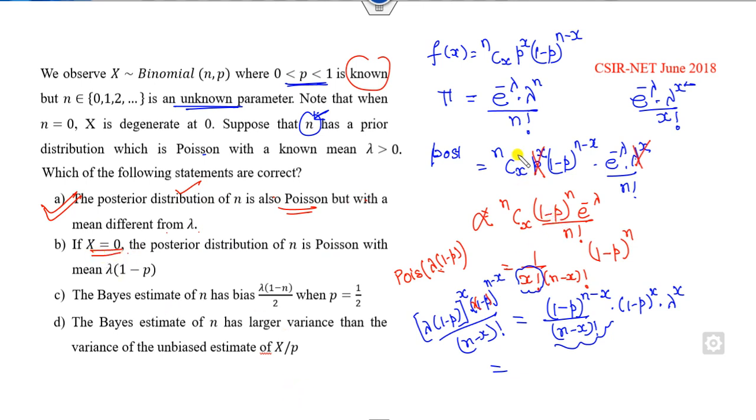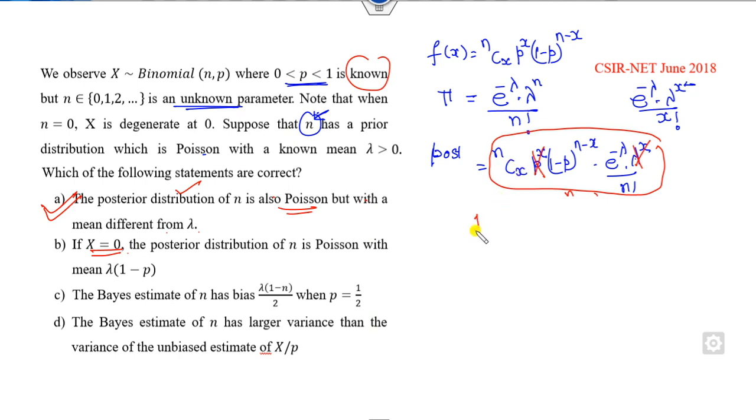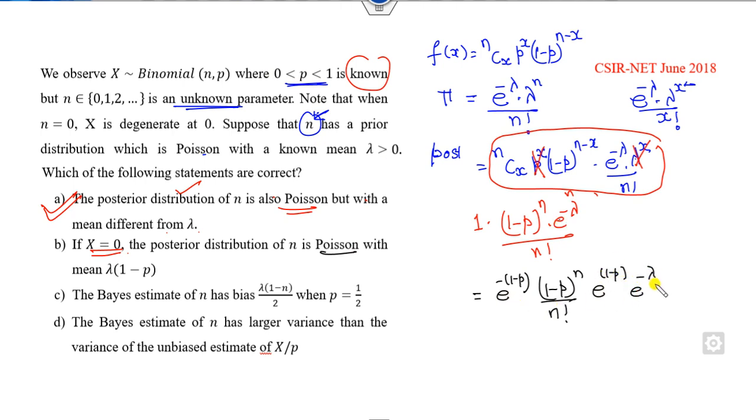Second, if x is equal to 0, what is my posterior? This is my posterior, and I can substitute x as 0. What will happen? nC0 is 1, p^x is 1, it is (1 minus p)^n, e raised to power minus lambda, lambda^n over n factorial. Now what is that? Again it clearly says that it is a Poisson distribution. How? You can see this is lambda^n over n factorial. I can multiply the terms and combine them, and e raised to power minus lambda, lambda raised to power n over n factorial is a Poisson distribution. I can merge them. It will be a Poisson distribution with the mean as here, fine. So this option is also correct.